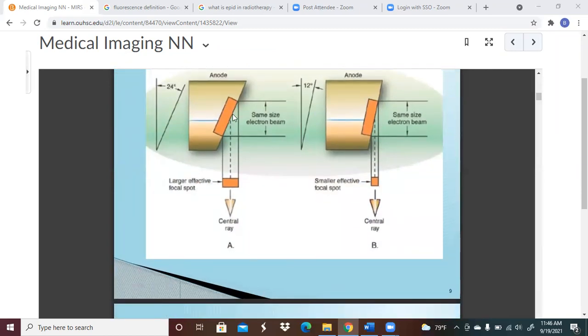So you can see the central ray bouncing off here. You've got a larger effective focal spot here with this angle being larger. With a smaller angle, you've got a smaller effective focal spot, but the electron beams that are coming in here are the same. This would make sense because as this angle gets smaller and smaller, this side over here gets smaller. So 24 degrees, it's about this. When you cut the angle in half, you get a much smaller side.